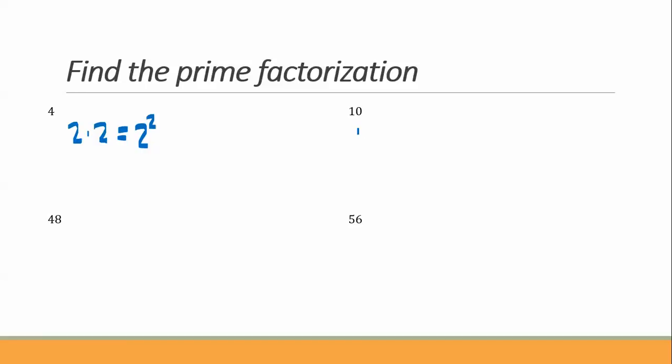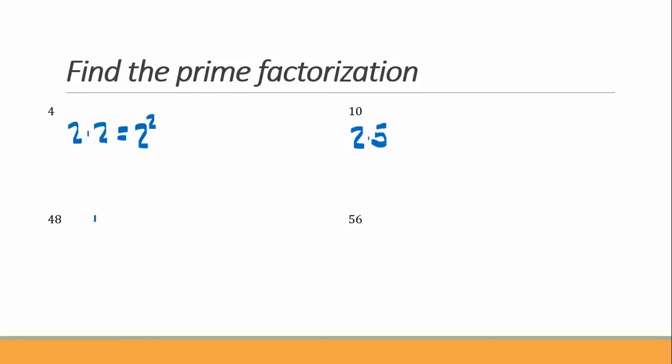The prime factorization for 10 is 2 times 5. 2 and 5 are both prime numbers, so the prime factorization for 10 is 2 and 5. 48 and 56 are a little bit larger numbers, so let's talk about how to find the prime factorization.